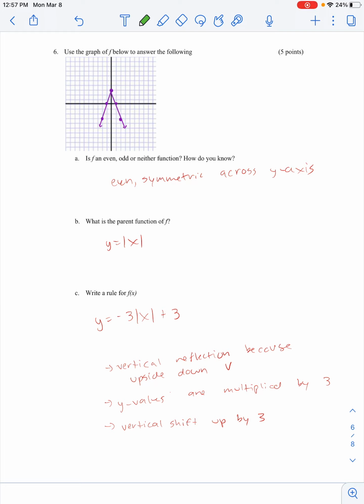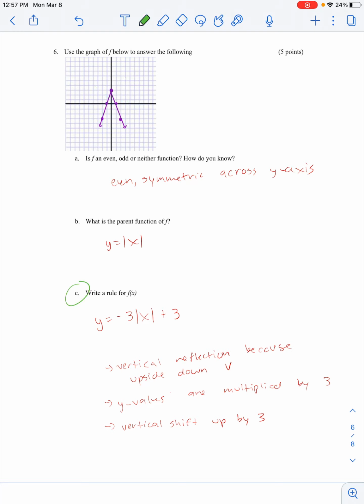there was a vertical reflection because the V is now upside down. The V usually looks like this, and this purple V is a little bit skinnier, which means that there was a dilation. And we can see that we went from the point 1, 1 to the point 1, 3, therefore a vertical dilation of 3. And then finally we also shifted everything up 3 units.